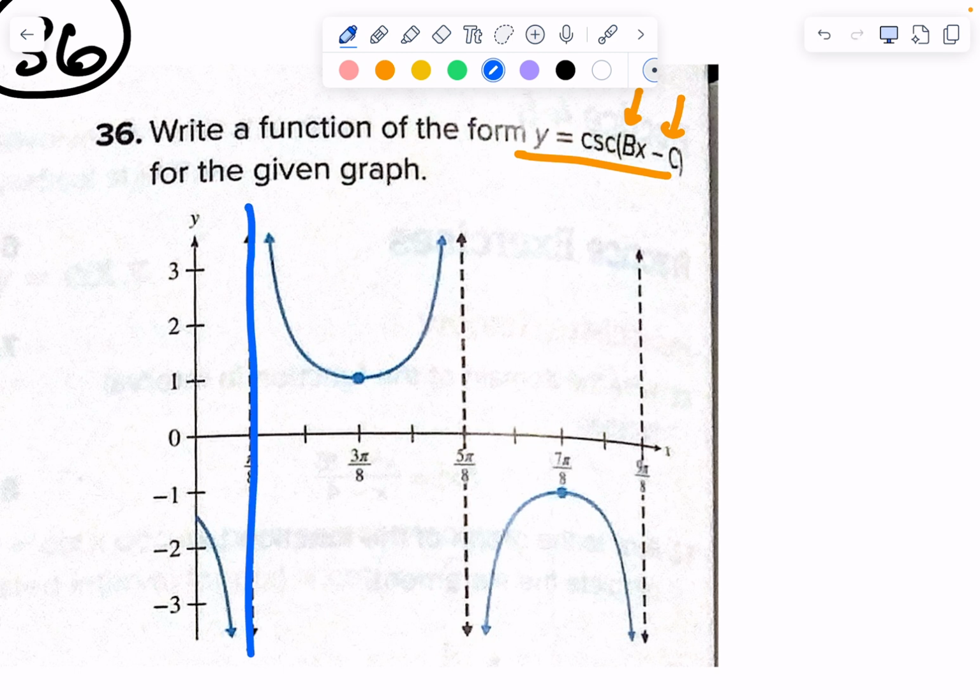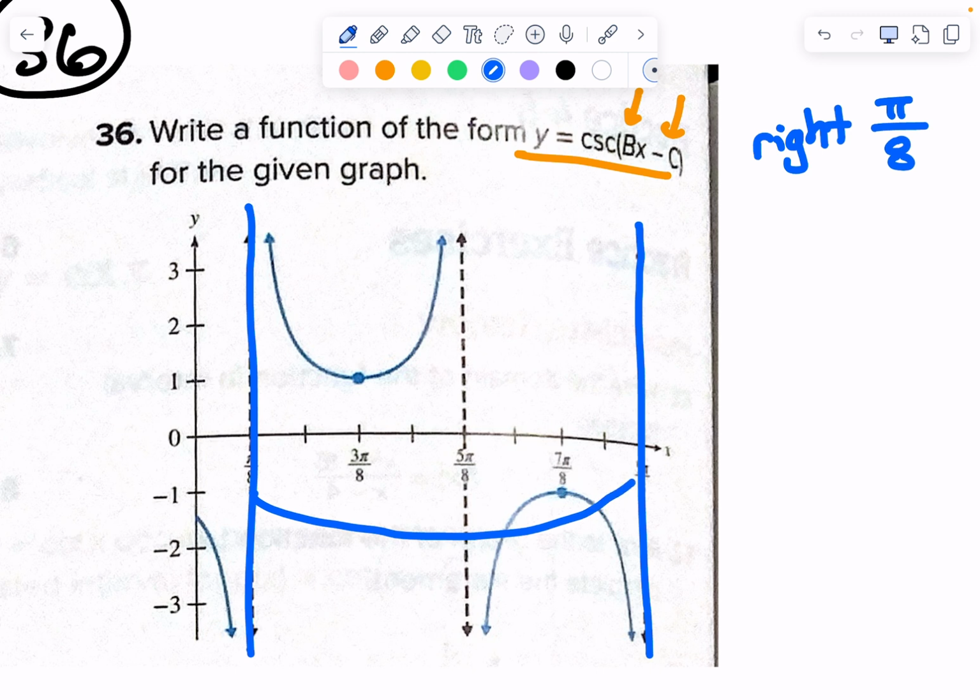He's starting at pi over 8, so we have shifted him to the right. I'm just going to write down information that we know. He's moved to the right pi over 8, and then he stops right here. So how far apart is pi over 8 and 9 pi over 8? That's where he ends. He starts at pi over 8, and he goes to 9 pi over 8. If I subtract those two, that's a difference of 8 pi over 8, which is pi.